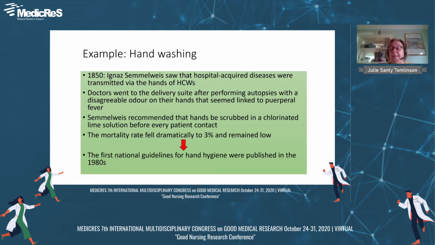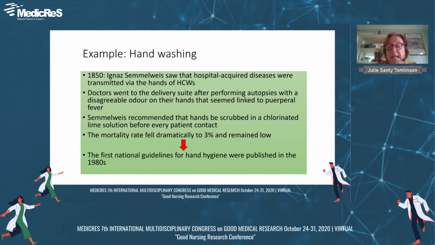So from that observation, he recommended that the hands of doctors who were going to the delivery suite were scrubbed in a chlorinated lime solution before they contacted every patient. I hate to think what that solution did to their hands, but it was the 1850s and things have moved on a little since then. And the mortality rate in the delivery suite fell dramatically to 3% and remained low. So astoundingly good news from the point of view of infection prevention back in 1850.